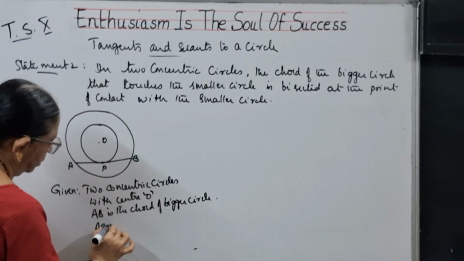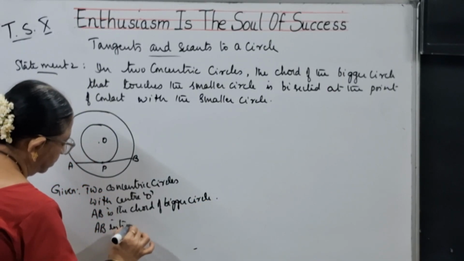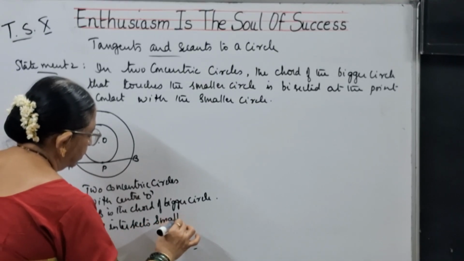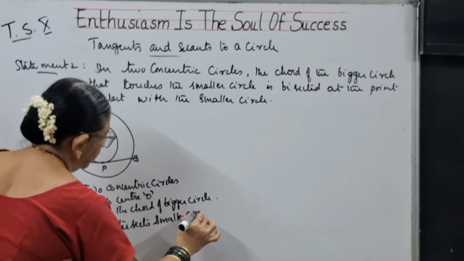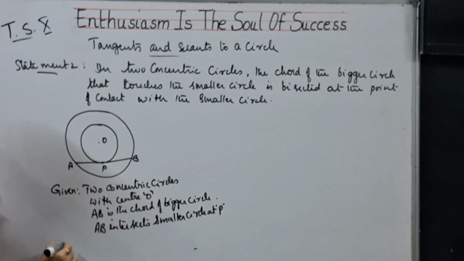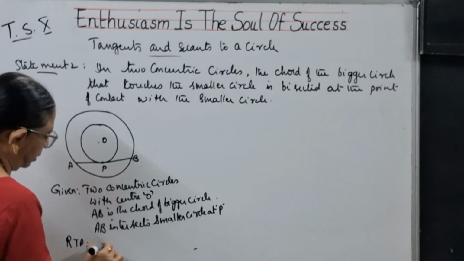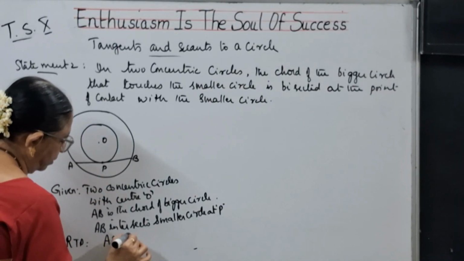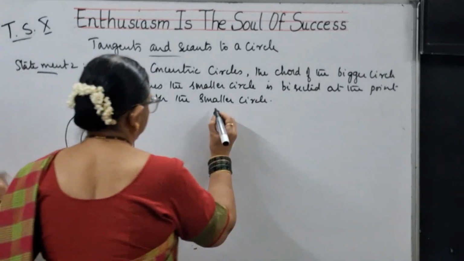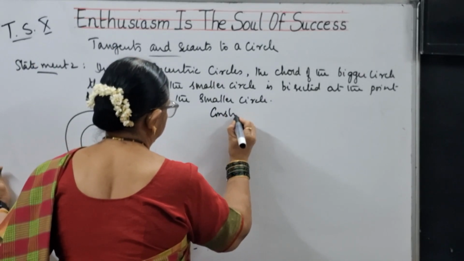AB intersects the smaller circle at P. This is what they have given. Now what is RTP? You need to prove that AP is equal to PB. For this, you have a construction.